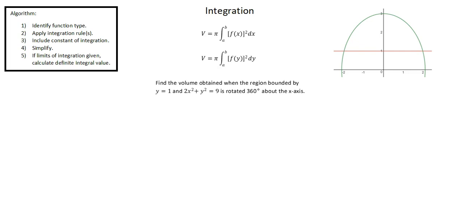So the region bounded by these two functions is what is above y equals 1 and what is under the curve 2x squared plus y squared equals 9. Notice in this example that our rotation is about the x-axis. That means that we're going to be using the integration rule with respect to x. Notice also that we're not on the axis. We're rotating a region whose lower boundary is y equals 1.